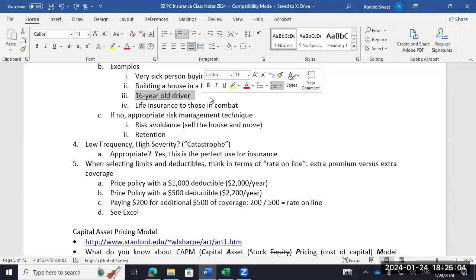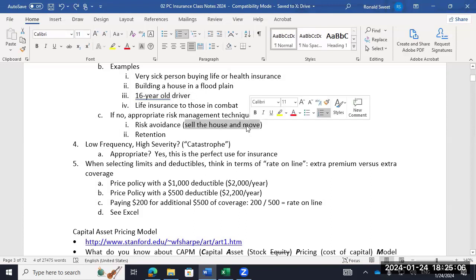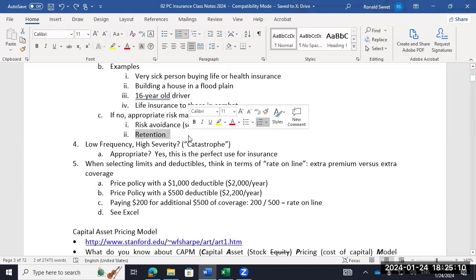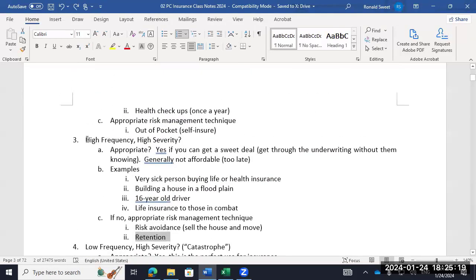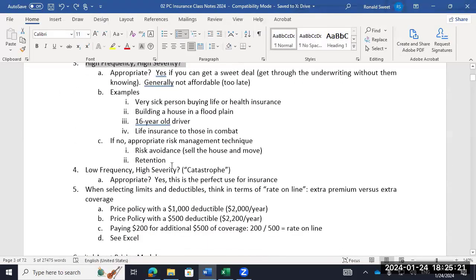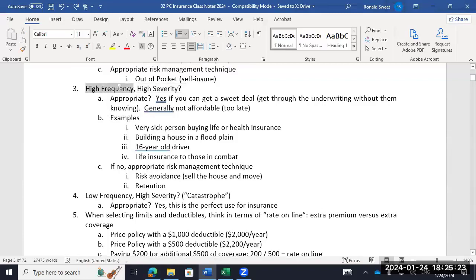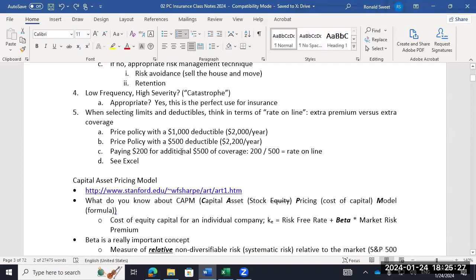So what should you do? I would say sell the house and move if you're in that kind of place. Your ultimate option is retention. If you're unhealthy and you can't buy life insurance or health insurance, you waited too late to buy the insurance. It's just too late to do anything. The insurance industry obviously doesn't want to do this because it's expensive, they have a lot of claims, and the premiums would be so high. There's just no way to handle that.